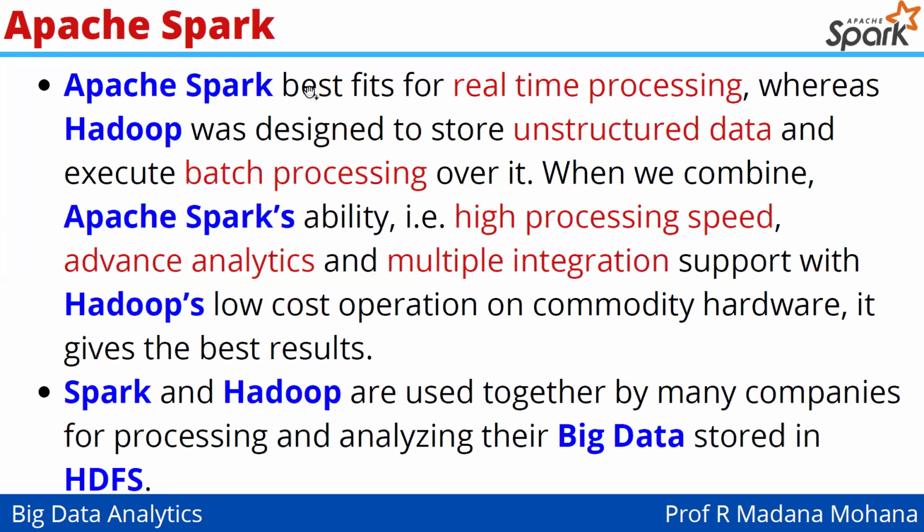Also, Apache Spark best fits for real-time processing, whereas Hadoop was designed to store unstructured data and execute batch processing over it. When we combine Apache Spark's abilities, that is high processing speed, advanced analytics, and multiple integration support, with Hadoop's low-cost operation on commodity hardware, it gives the best results. Spark and Hadoop are used together by many companies for processing and analyzing their big data stored in Hadoop Distributed File System.